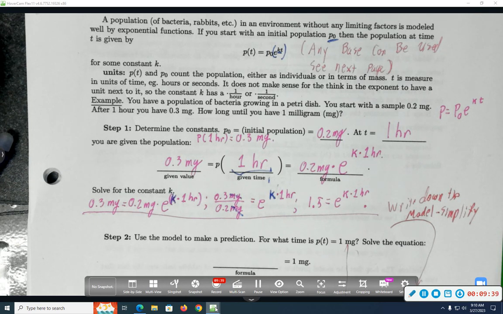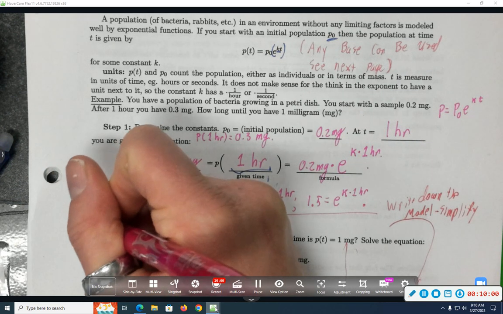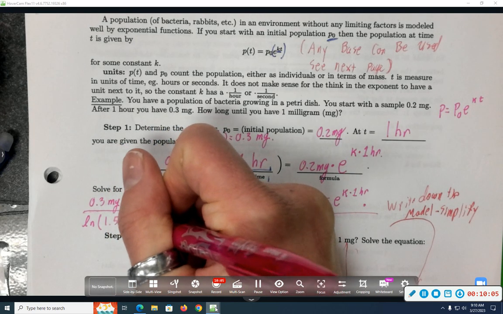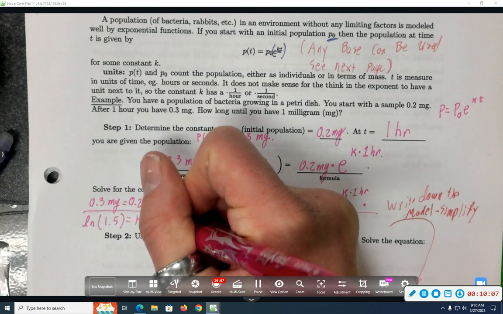What undoes exponential functions? Logarithm functions. So if it were like t to a power, then that would be the right thing to do. K to a power, that would be the right thing to do. But it's not. The unknown is in the power. So you need to use a log to undo it. And the base is e, so you should use log base e. All right, so this becomes ln of 1.5 is equal to K times 1 hour.